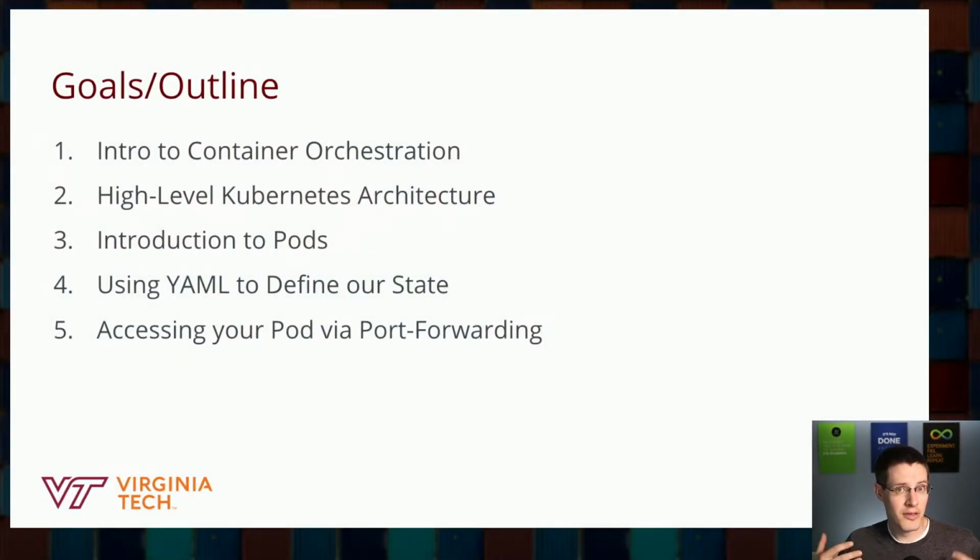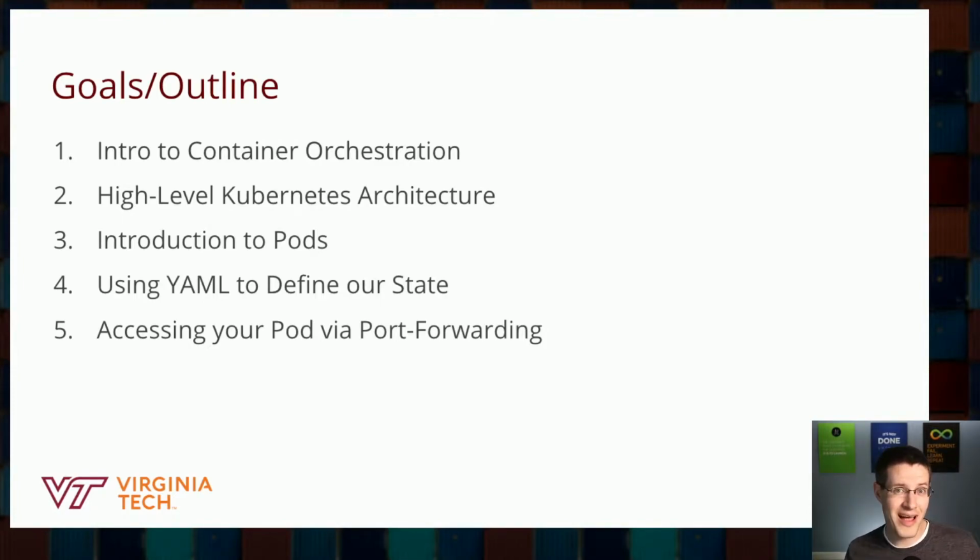So for today, the goals and the outline are as follows. We're going to start off with a little bit of an introduction to container orchestration, because Kubernetes isn't the only orchestration framework that's out there. Then we're going to talk a little bit about the Kubernetes architecture, still at a pretty high level. We're not going to get down into the weeds of things. Then we'll talk about pods and what they are. We'll talk about using YAML to define our desired state. And then finally, a quick snippet on accessing your pods using port forwarding. Now, I know that sounds like a lot. We'll make it through, okay?